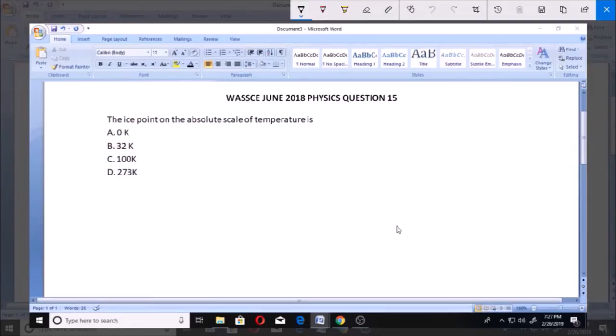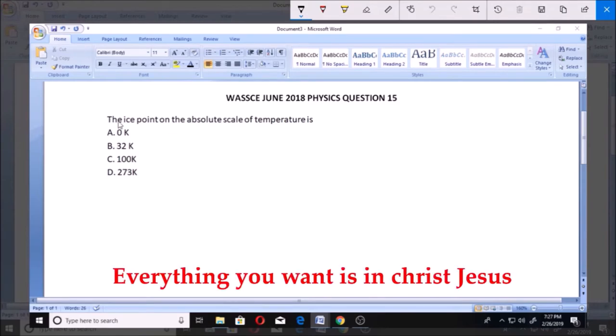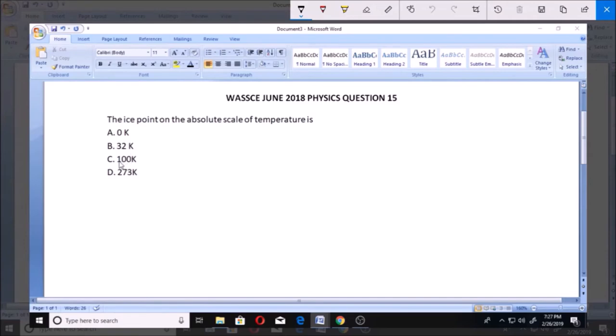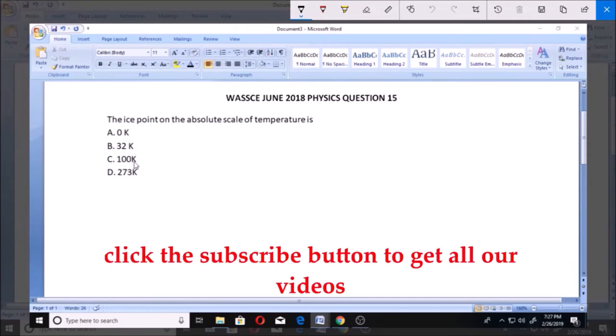Yes, let's look at this question number 15 for WAEC Physics 2018. The ice point on the absolute scale of temperature is A, 0 Kelvin, B, 32 Kelvin, C, 100 Kelvin, D, 273 Kelvin.